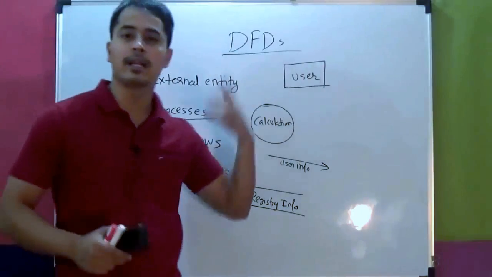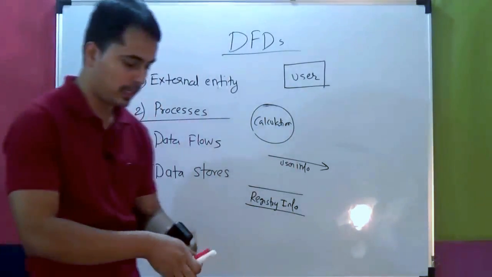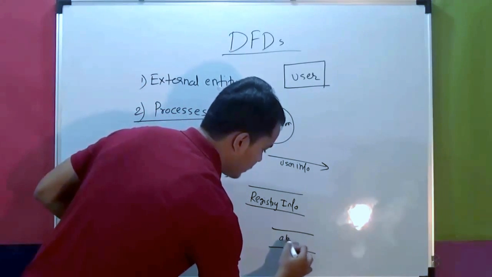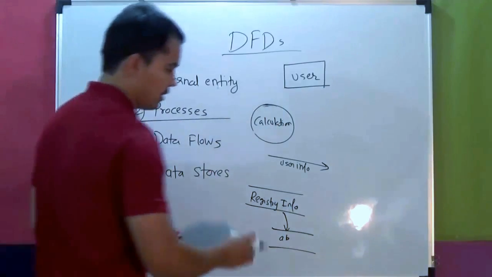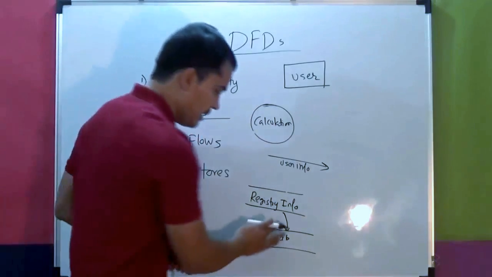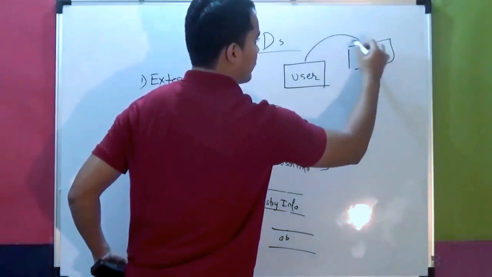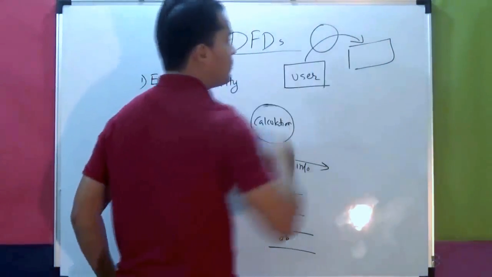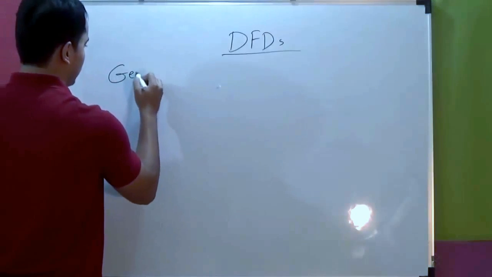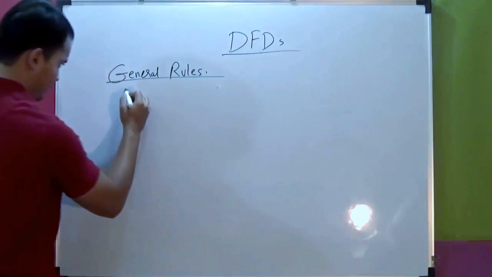Just like external entities, there cannot be a data flow between two data stores directly. You cannot have something like this, two data stores, A and B, with a data flow between them. Not allowed. There has to be some process which moves data from one data store to another. Similarly, as I said earlier, there cannot be a data flow between two entities directly. There has to be some process in between which moves the data from one external entity to another. Okay, general rules. I'll summarize them one by one.